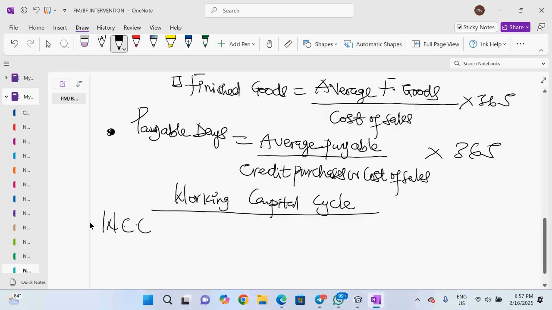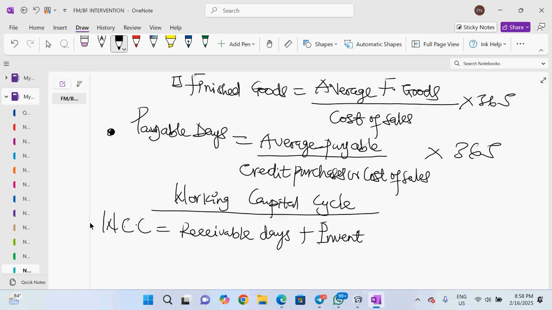So the working capital cycle, or here we can see the cash operating cycle. Cash operating cycle is the receivable days plus the inventory days, minus the payable days.